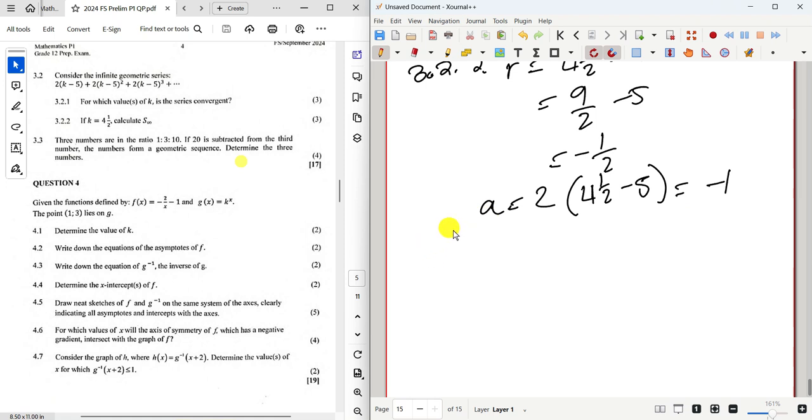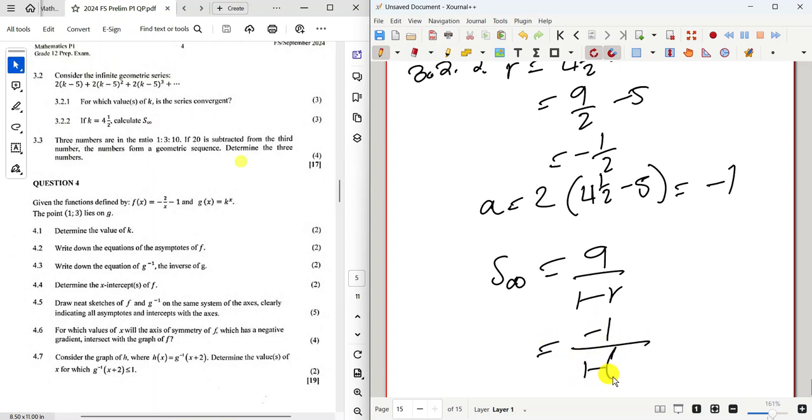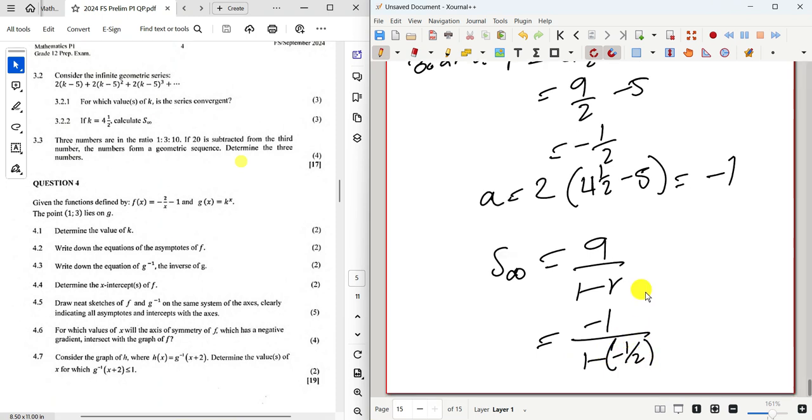So let's go, sum to infinity. The formula is given. Sum to infinity is given as a over 1 minus r. What is a? Negative 1. And what is r? It's minus half. So when we look at this, it seems like we will be having negative 3 over 2. Let me just confirm.